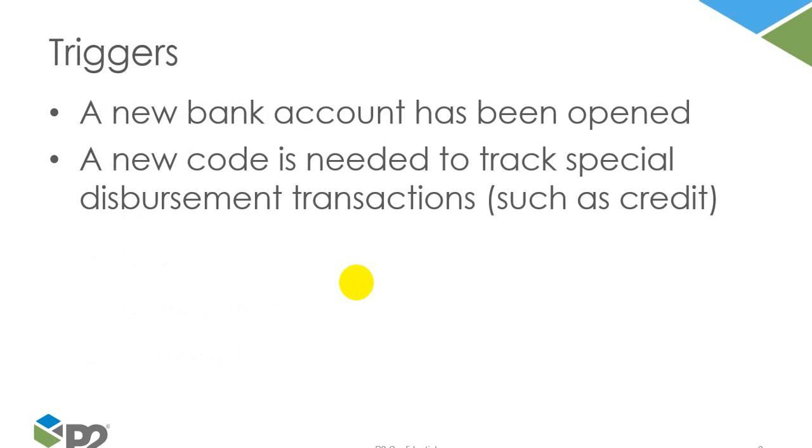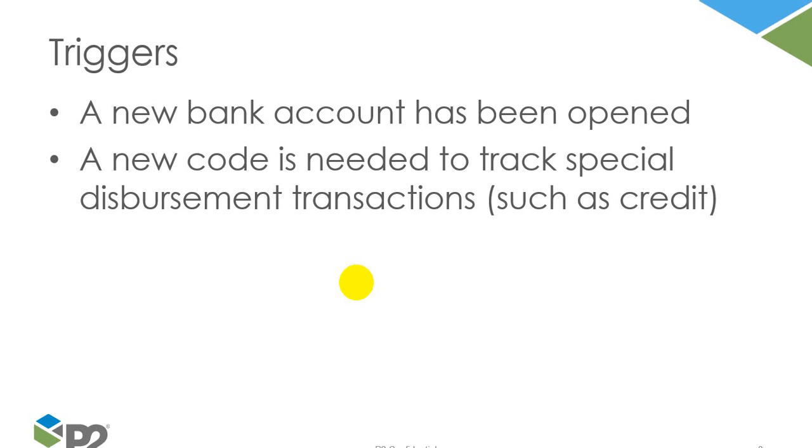Regarding the trigger, we usually need to run this process when a new bank account has been opened, and we will be using this account for AP disbursements. So once we have the GL account created, from that point onward, we will need to do this setup, otherwise we won't be able to use that account in the AP module for disbursements. That is the most common trigger.